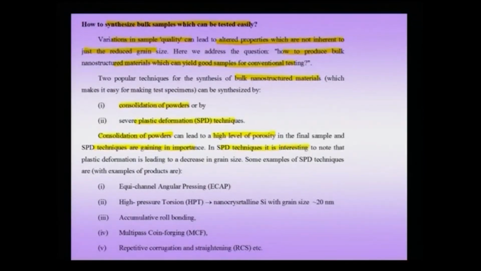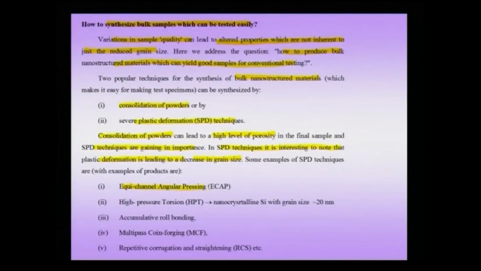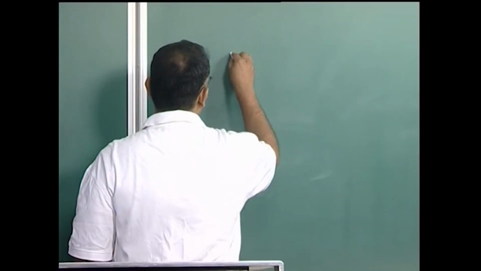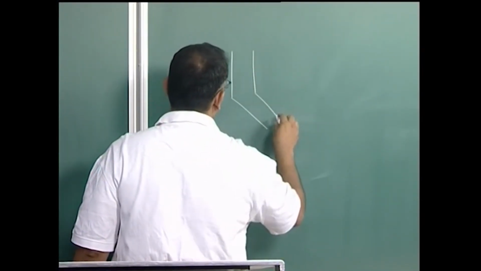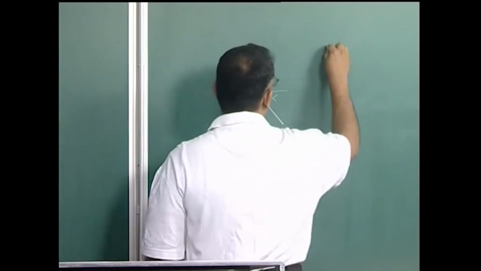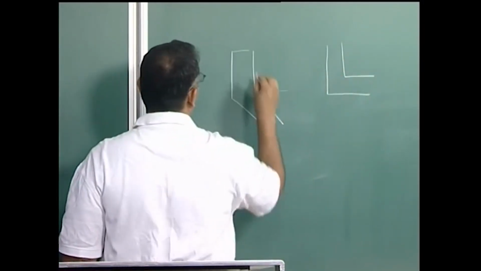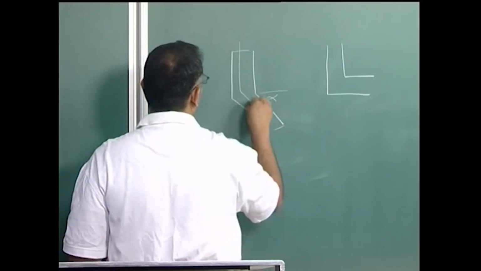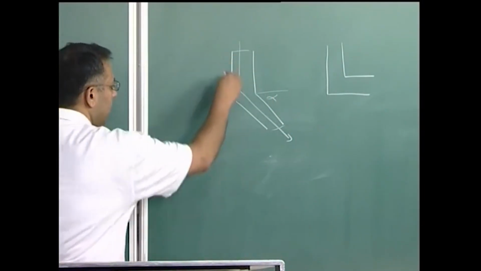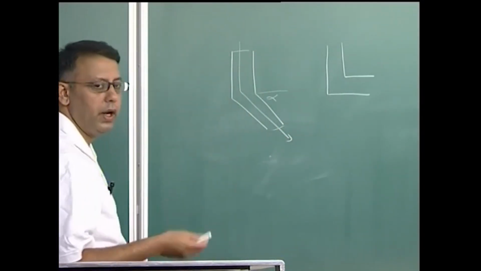In severe plastic deformation techniques, it is interesting to note that plastic deformation leads to a decrease in grain size. So, automatically by plastic deformation, you are getting a reduction in the grain size, with progressive deformation. Here the technique is called severe because, in a technique like equichannel angular pressing, you have a channel of a certain cross section. You can have an angle of bend, and this angle can be as severe as 90 degrees, and you extrude a material through this, and you can do multiple passes. You can send a material through this, put it back again, put it back again. So, you can accumulate strain.